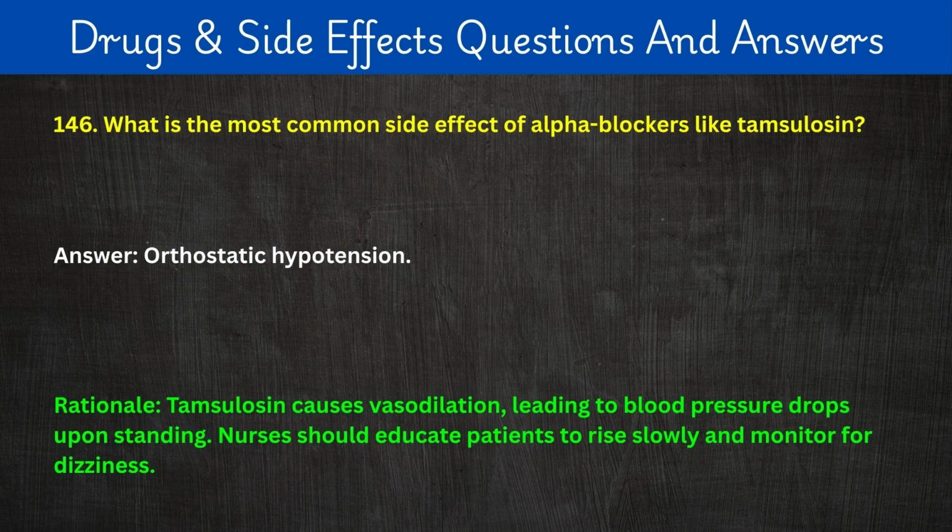146. What is the most common side effect of alpha blockers like tamsulosin? Answer: Orthostatic hypotension. Rationale: Tamsulosin causes vasodilation, leading to blood pressure drops upon standing. Nurses should educate patients to rise slowly and monitor for dizziness.